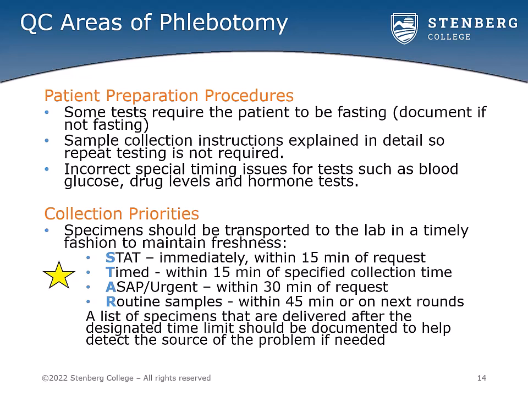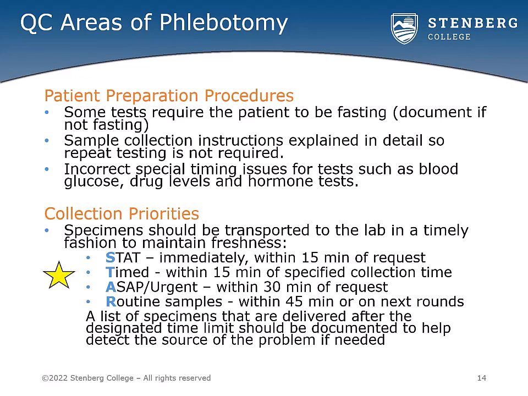Remember STAR. S stands for STAT. STAT requests must be drawn immediately or within 15 minutes of the time it was ordered. T is timed tests, which must be drawn within 15 minutes of the specified time of collection. A, or ASAP, or urgent, means a sample must be drawn within 30 minutes of the time of request. And R is for routine. Routine samples should be drawn within 45 minutes or on the next rounds in hospital settings.